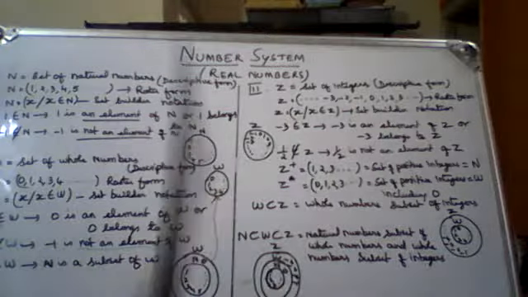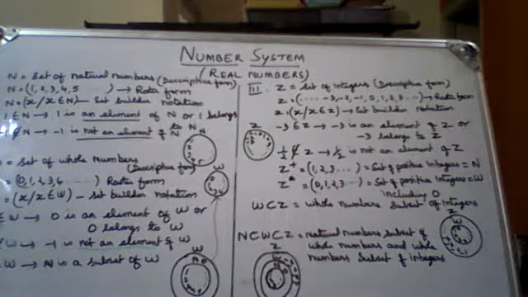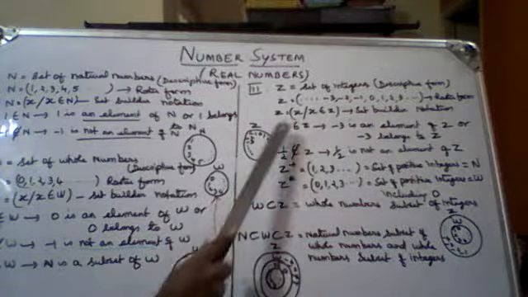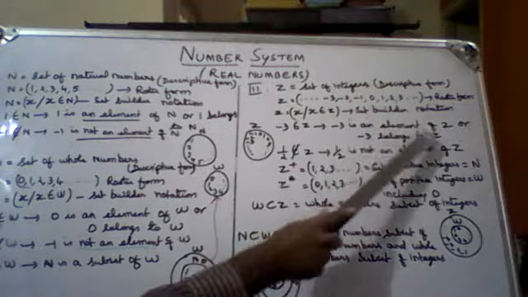So next one is set of integers. See, minus 3 belongs to Z. Minus 3 is an element of Z.